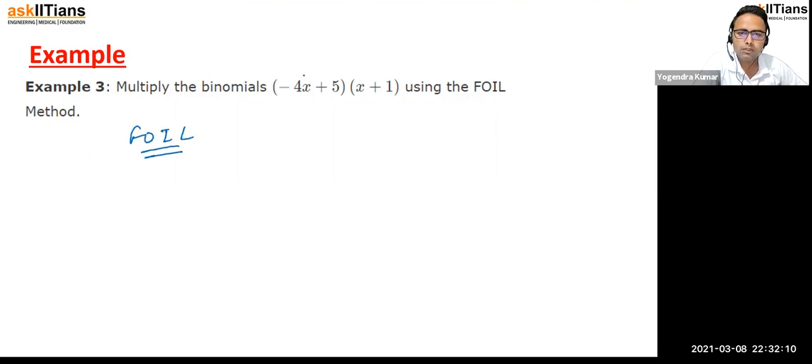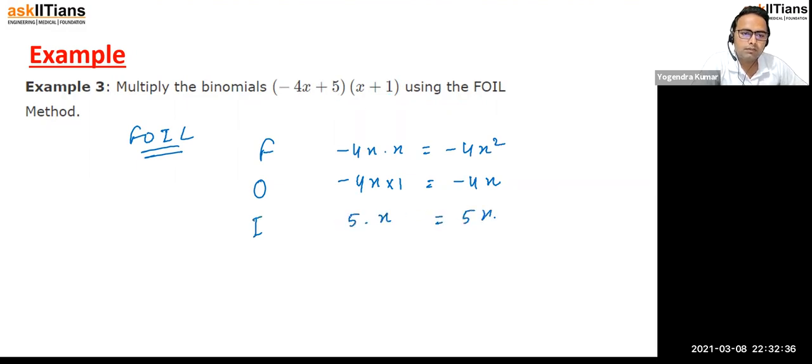FOIL we need to use. So first we are going to multiply. So F will be what here? Minus 4x into x, which is minus 4x square. Now what is outers? Outers will be minus 4x into 1, which is minus 4x. And inners will be 5 into x, which is 5x. And last will be what here, guys? 5 into 1, which is 5 only. So FOIL combine, we need to add them all, right? That is the last step we do. We need to add them also. Minus 4x square minus 4x plus 5x plus 5.